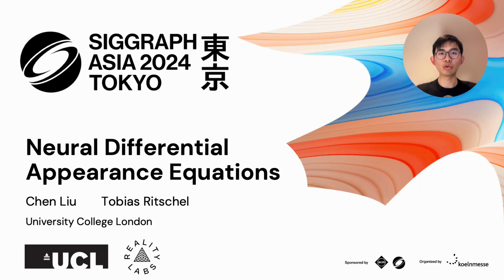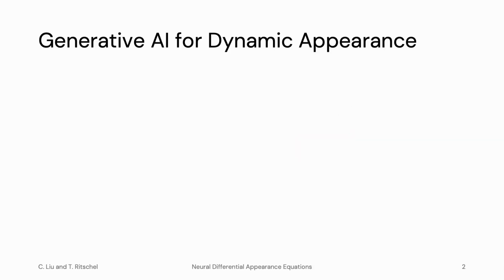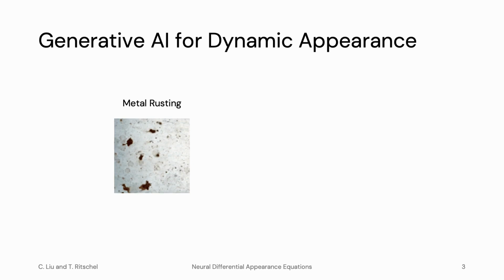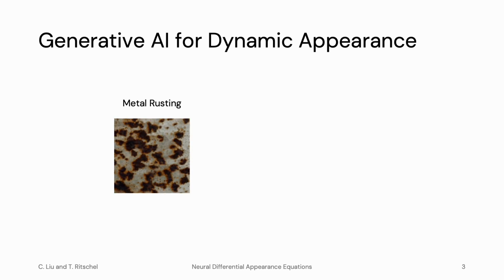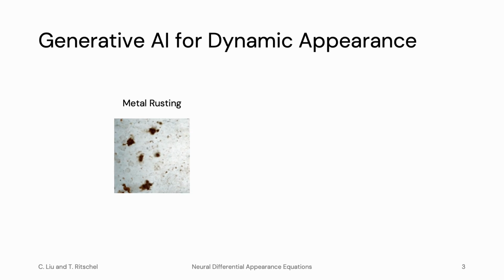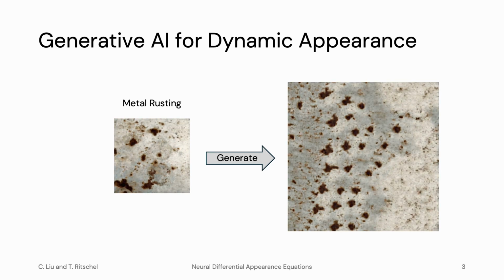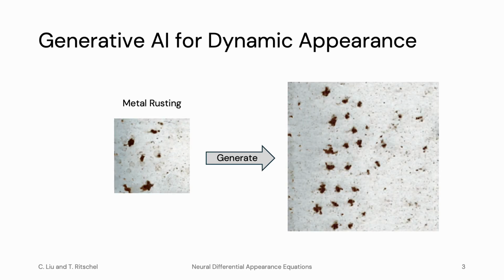I'm going to introduce you our work, Neural Differential Appearance Equations, jointly done by me and my supervisor Tobias Ritschel. Our work is about generative AI for dynamic appearance. One example of dynamic appearance is the rusting process. Like, this is a video of a piece of metal that's getting rusty. We generate new instances of the same rusting process given this video.